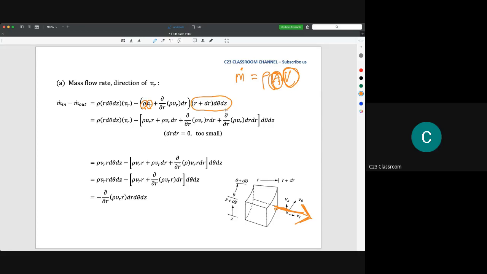So r plus dr means the distance from the center point to this one. So this is r, and then we add delta r, so it becomes r plus dr. So this is the distance from the center point, r plus dr. d theta is the angle of this one, the opening of this one. So you must understand that the bigger the value of r, it does not change the value of d theta.